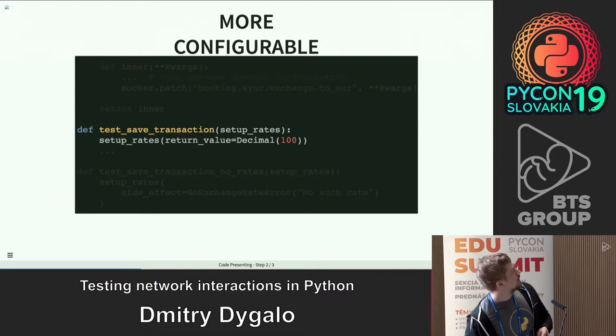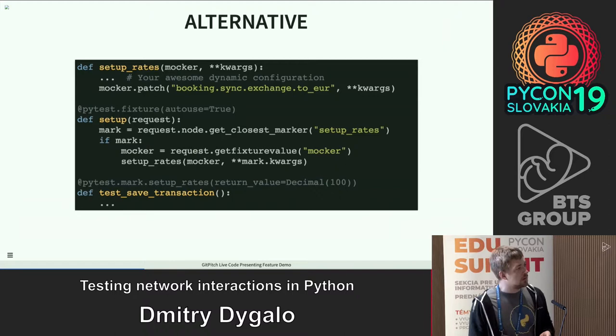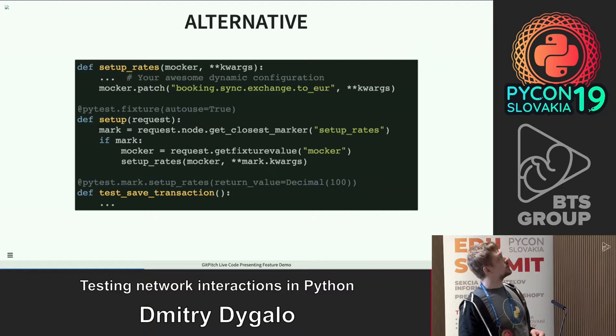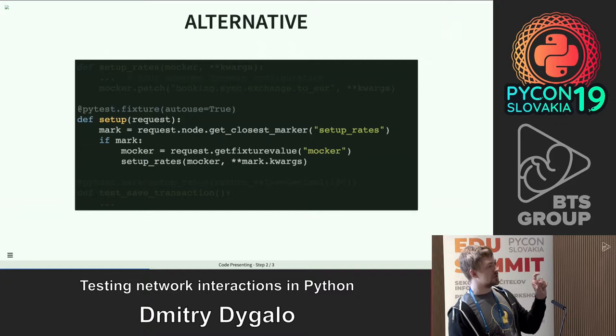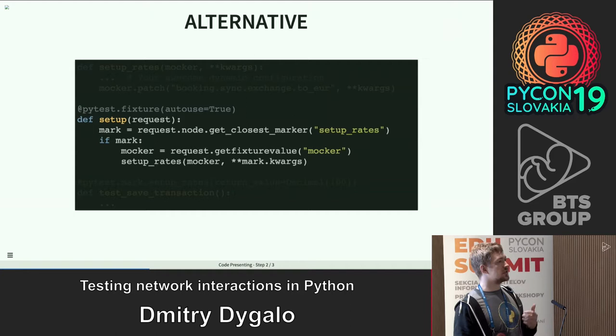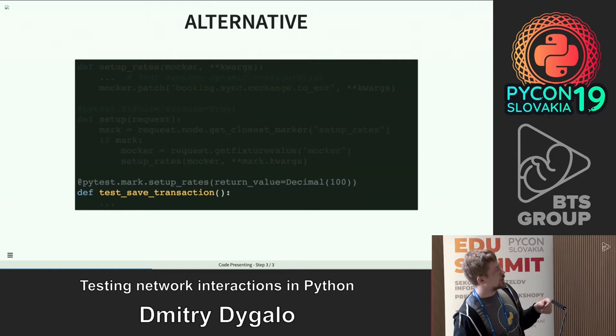Or we can work with markers in PyTest and put this logic into a separate function and check if some marker exists on the test. And if it exists, then call it. It will work in the same way, but it's arranged a bit differently.